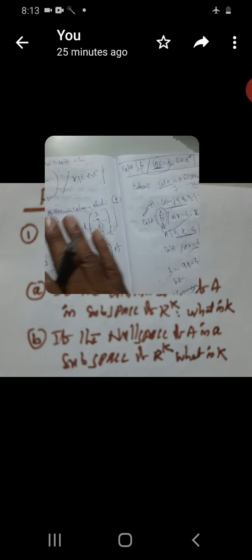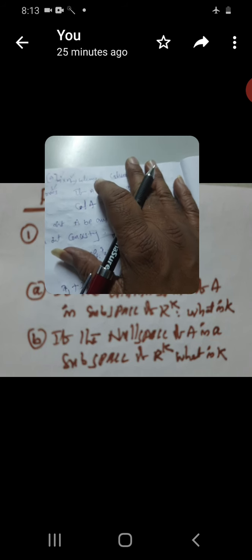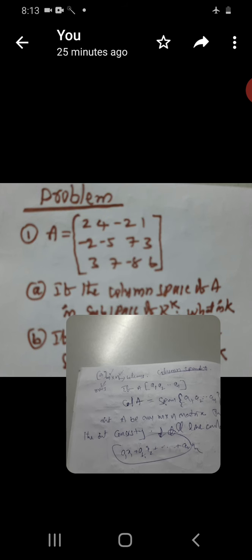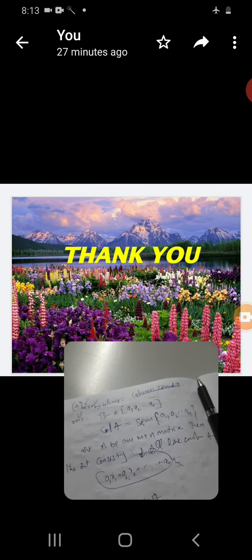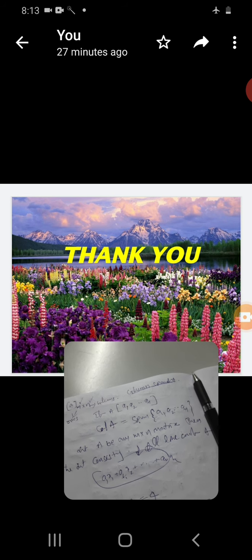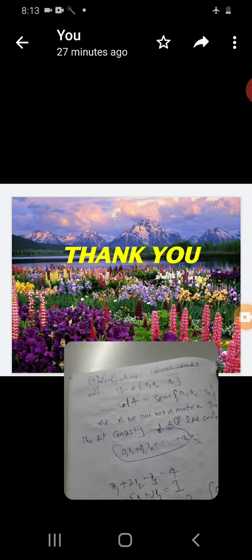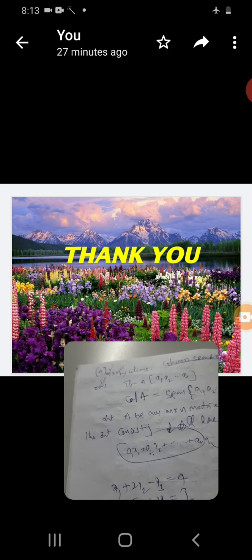Totally, the column space and null space, with their theorems and definitions, are most important. These two will be very important for the 4-mark or 3-mark questions in our Kakatiya University exams. Next, thank you. In the next class you will see other definitions and other problems. Thank you.